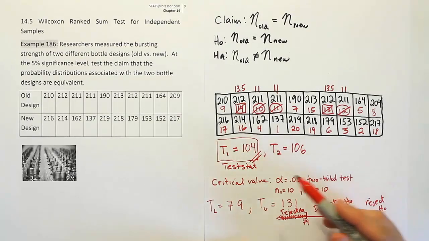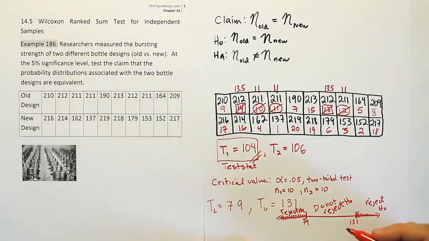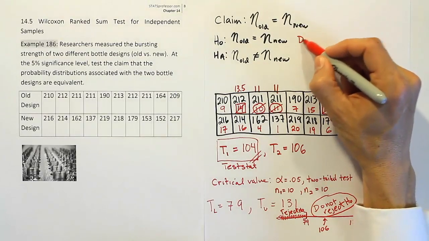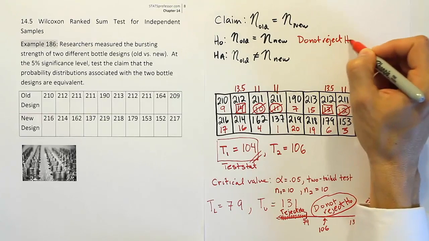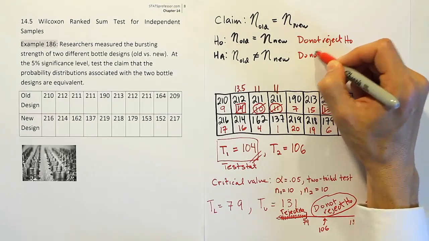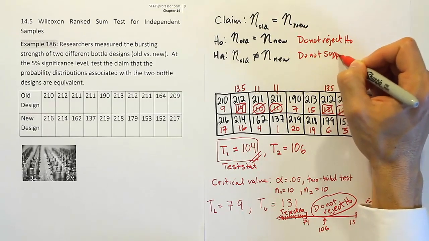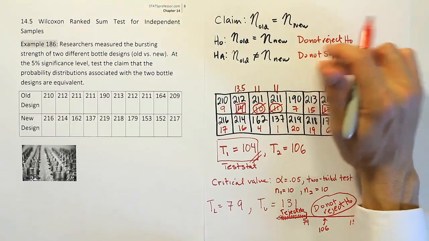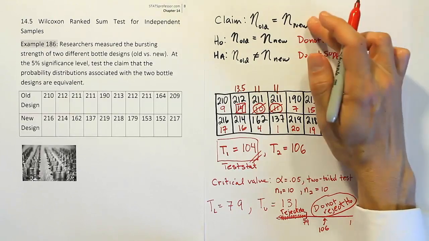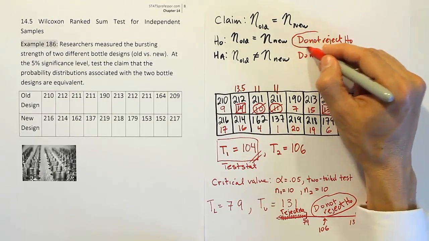Now looking at our test stat of 106, you see that 106 is safely in here, inside the middle range. So we're going to say that we do not reject HO. So finally, we conclude that we do not reject HO, and we do not support HA as a result. Because we don't reject HO, we're saying HO is okay, so therefore we should not support HA. And since our claim is HO, we're going to be saying this in our final conclusion.